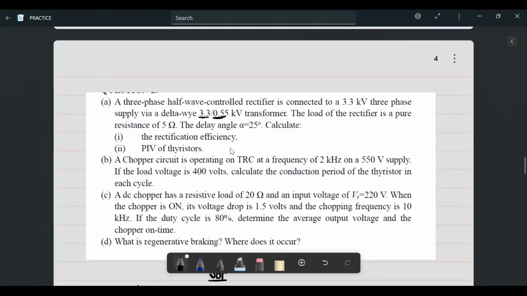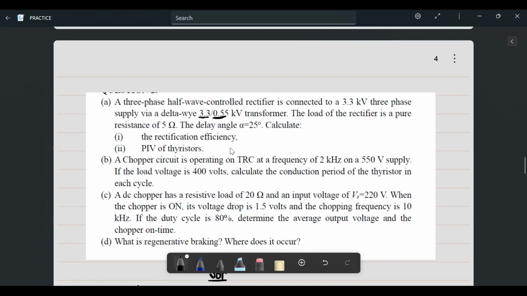Okay, so let us go to question number B. Question number B says a chopper circuit is operating on a TRIAC at a frequency of 2 kilohertz on a 550 volt supply. You know what a chopper does, right? It's a DC-DC converter, right? So that's the first understanding we need to have. A chopper is a DC-DC converter. It either steps down the DC voltage or steps up the DC voltage. So if the load voltage is 400 volts, calculate the conduction period of the thyristor in each cycle.